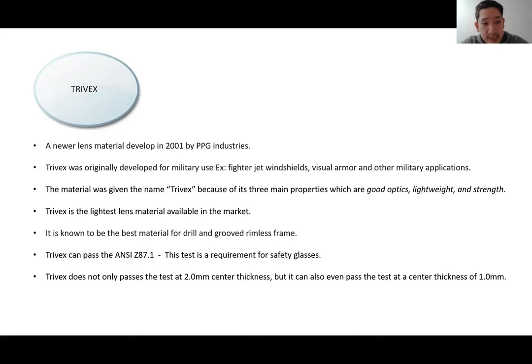Trivex can also pass ANSI standard Z87.1, which is the test requirement for all safety glasses. And Trivex does not only pass the test at 2.0 millimeters center thickness, but it can even pass at a center thickness of 1.0 millimeters. This is just saying that Trivex is a material that is very strong and highly, highly recommended, especially for rimless frames.